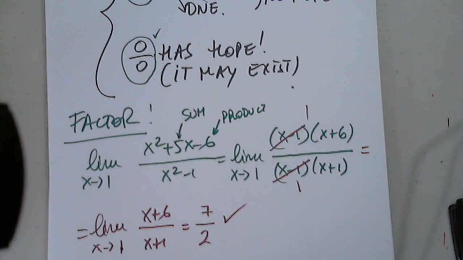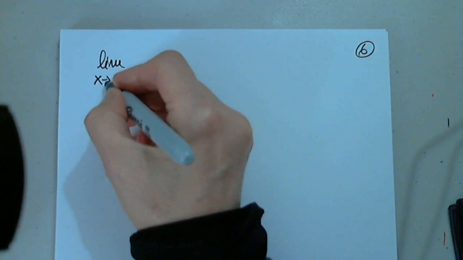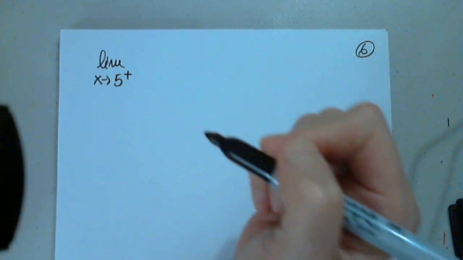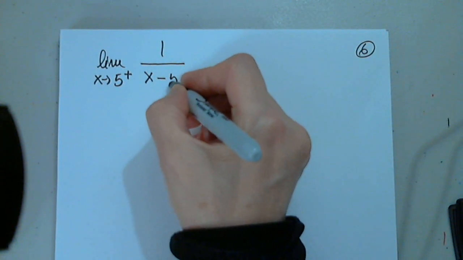I would also like to look at one of these infinities, which I need to explain. But I want to make one up before we choose the infinity ones, when x approaches infinity. Okay, allow me to make one up. What if I have the limit as x approaches 5 from the right of 1 over x minus 5?